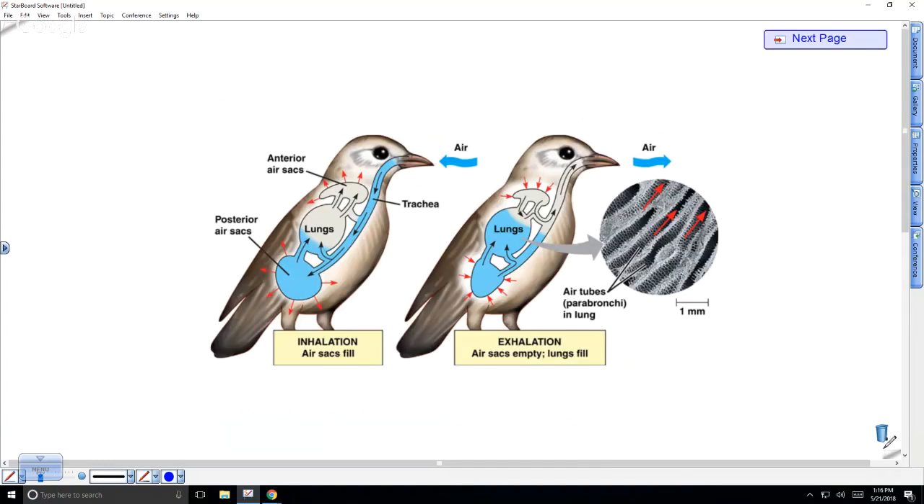So when they breathe in, they actually also fill air sacs, and that is actually an adaptation to flight. Because if you fill up these air sacs, then you're going to become more buoyant, right? You're going to become lighter, and you're going to be able to fly more efficiently. But notice that the air travels through the lungs in one direction, and then it comes back out. So these are the places of gas exchange. This is the respiratory membrane.